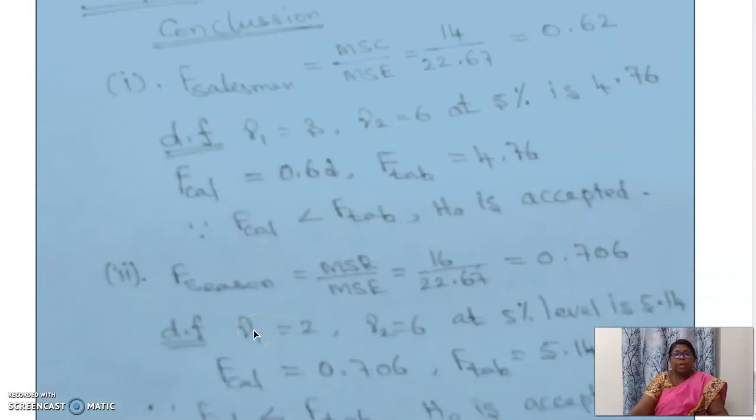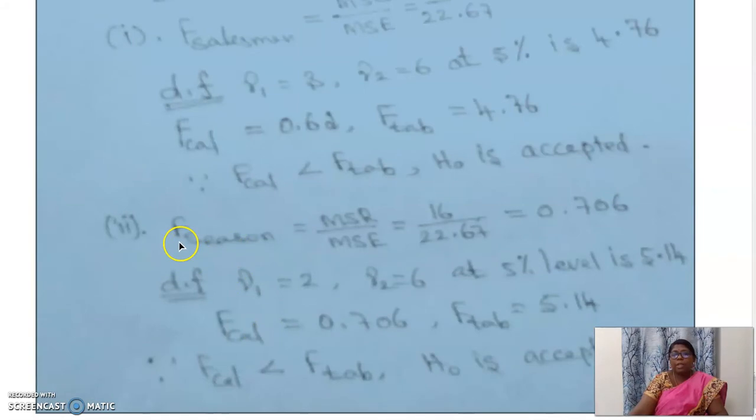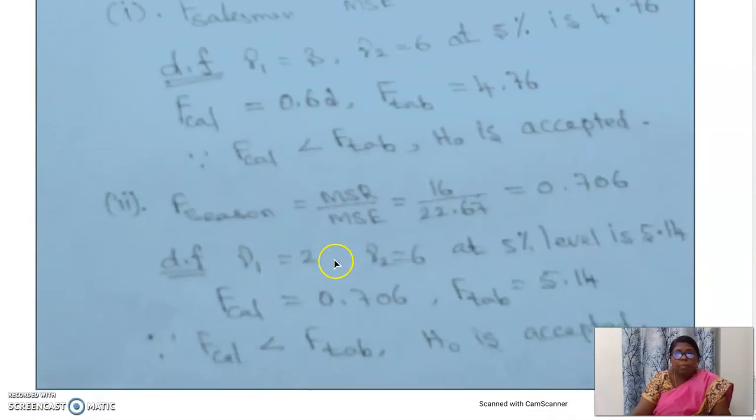Similarly for the other criterion, season, you have to find the value of F. The formula is MSR divided by MSE, so 16 divided by 22.67, which gives 0.706. Now the degrees of freedom gamma 1 is 2 and gamma 2 is 6. At the 5% level the value is 5.14, taken from the F distribution table. The calculated value is 0.706 and the tabulated value is 5.14. Again the calculated value is less than the tabulated value, therefore H naught is accepted here.